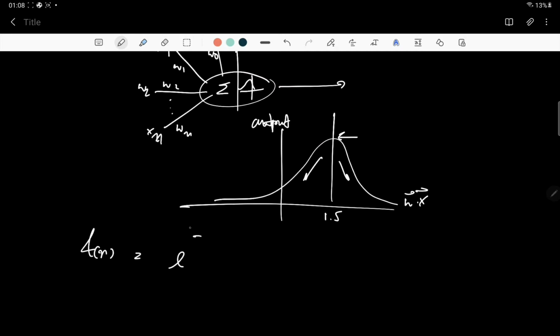e power minus (w dot x minus some value, the center) square, over 2 sigma square. Okay, so this is the simple Gaussian function, right? Okay, so now.